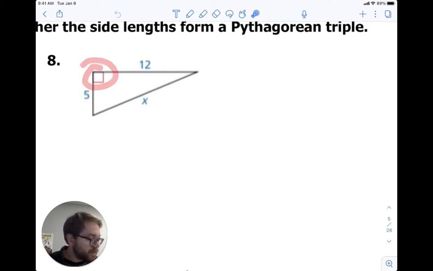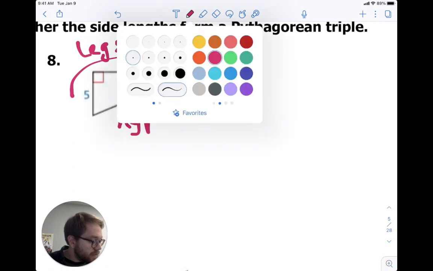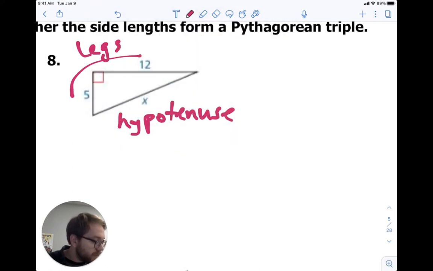So what I have here is this right triangle. You see right there, that's the right angle. I know two of the sides, 5 and 12, and those are also my legs. Okay? I know that these are my legs. And this here is my hypotenuse. Now how do I know that it is my hypotenuse? Because it is across from that right angle. So that makes it the longest side in this triangle. And that's important to know for when I'm setting up the formula.